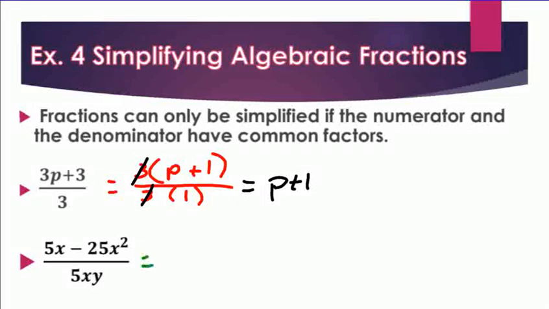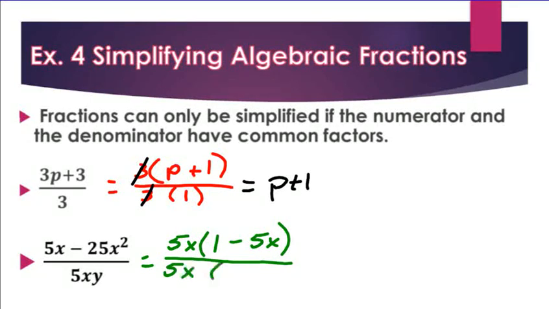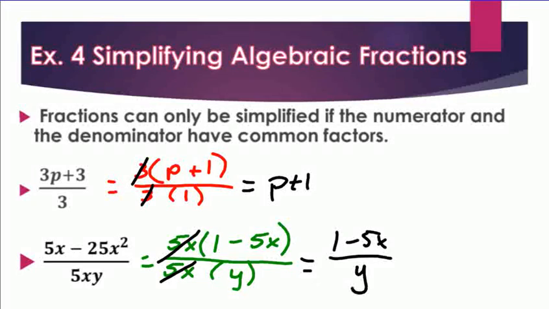Okay. This next one, I can take a 5 out and I can take an x out in the numerator. 5x divided by 5x is just 1. 25 divided by 5 is 5. x squared divided by x is just x. And in the denominator, I want to see if I can take a 5x out. I can take a 5x out. That leaves me with y. The 5x's cancel out, so I'm left with an answer of 1 minus 5x divided by y.